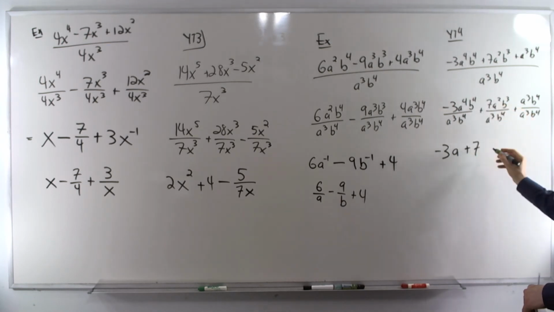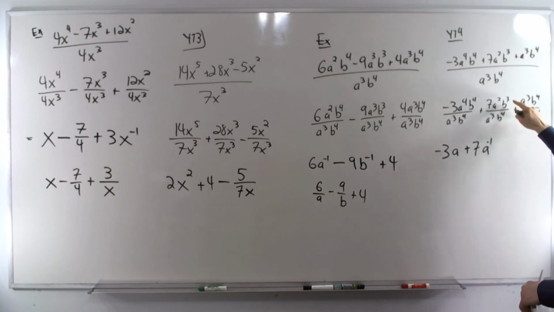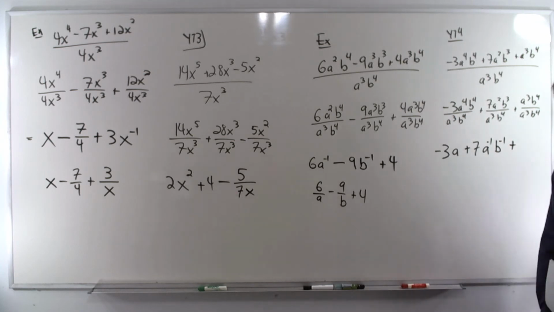A squared over a to the third, that is a to the -1. B to the third over b to the fourth, that is b to the -1. And over here, we have a to the third over a to the third, those cancel. B to the fourth, those cancel. What do we have left over there? 0? No. 1. Remember, when we cancel, we leave behind a 1.